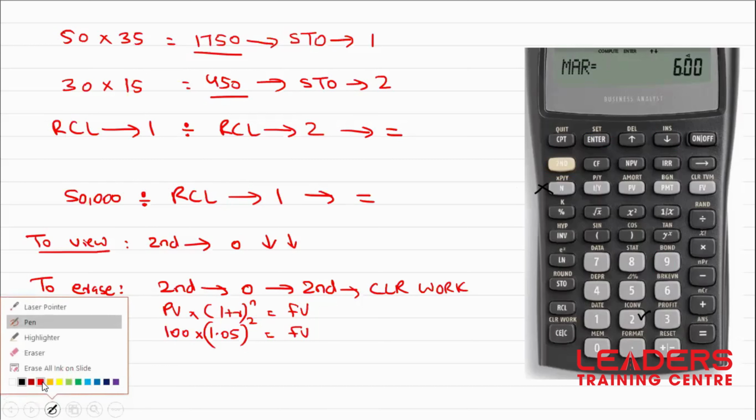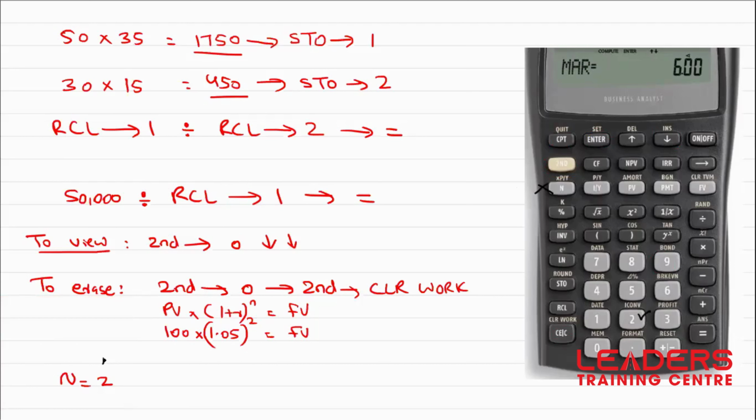So what I could do is I can write the order here for you. First you press 2 and then you press N. That should be the order. You don't press N first and then 2. That's a wrong way of actually doing it. Same goes with interest rate. As you can see, interest rate in this case is actually 5%.